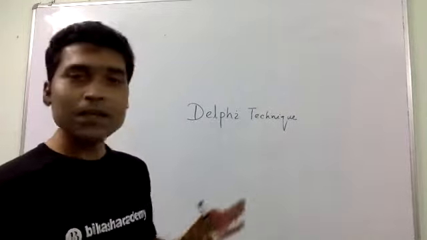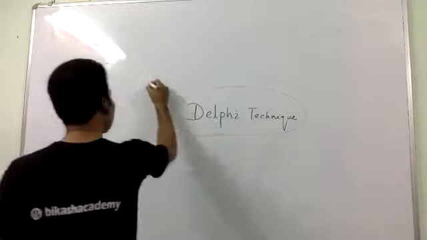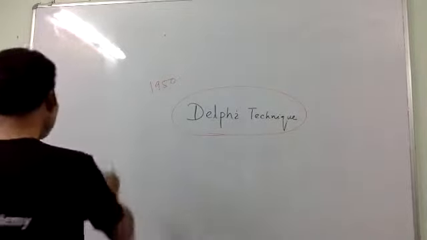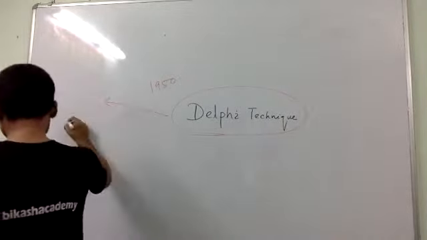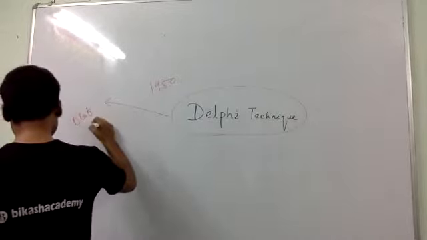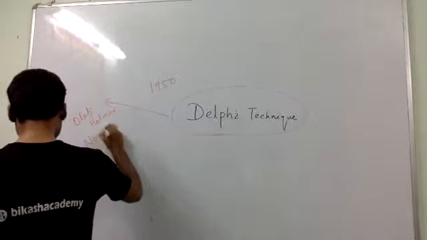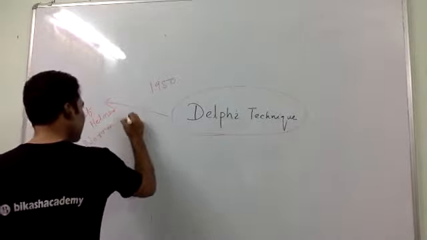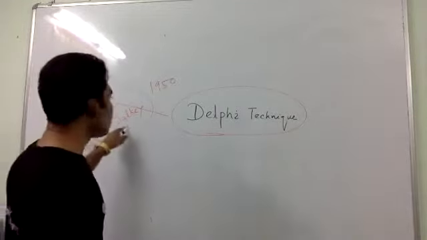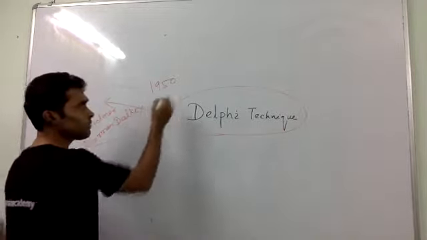Let's discuss in detail. Actually, this Delphi technique came in 1950. Two persons, namely Olaf Helmer and Norman Dalkey, developed this Delphi technique in the 1950s.